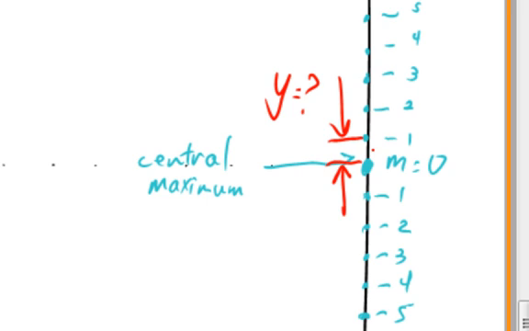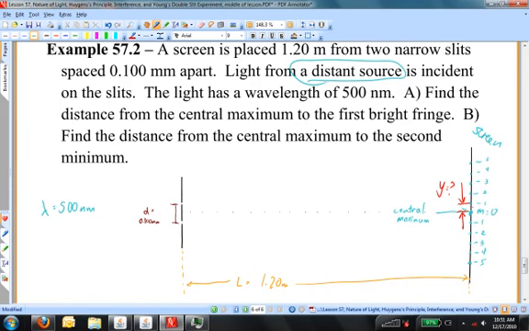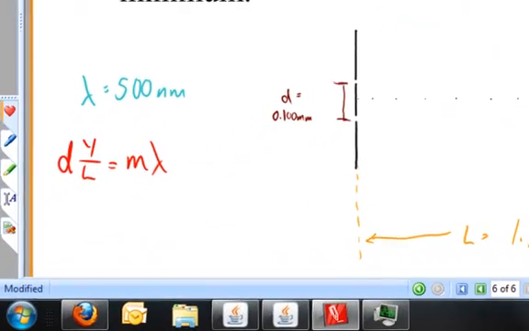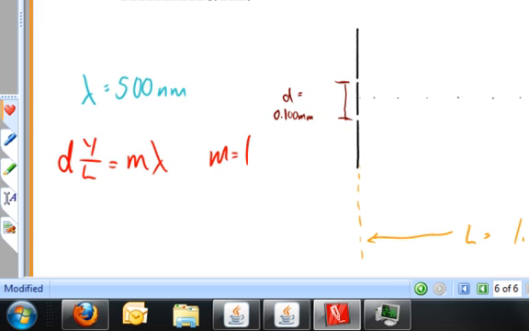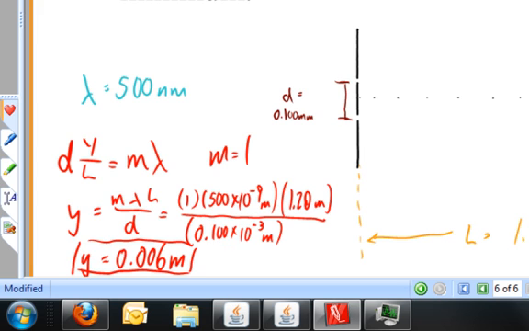In part A, we're trying to figure out this distance, y, here. So let's use our equation that has the approximation in it. d times y over L is equal to m times lambda for constructive interference. In this equation, m is equal to 1 because we're going to the first bright fringe. Bright meaning that we have constructive interference going on. So now, let's solve that equation for y and put in the numbers. I get that y is equal to 0.006 meters, which is the same as 6 millimeters. There's a distance of 6 millimeters between the central maximum and the first bright fringe.